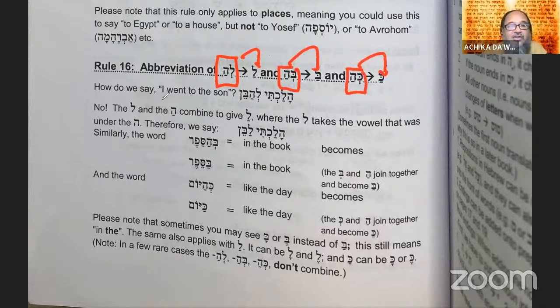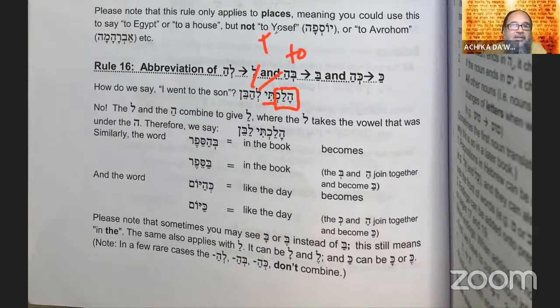So it's asking you the question, how do we say I went to the son? Okay. I went to the son. Well, we know that went is past tense. We know that I is the ti and halak is went. Okay. And it says la habain. La means to. Ha means the. And bain is what? Son.